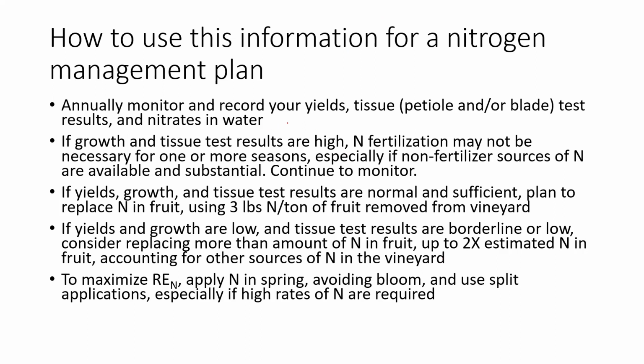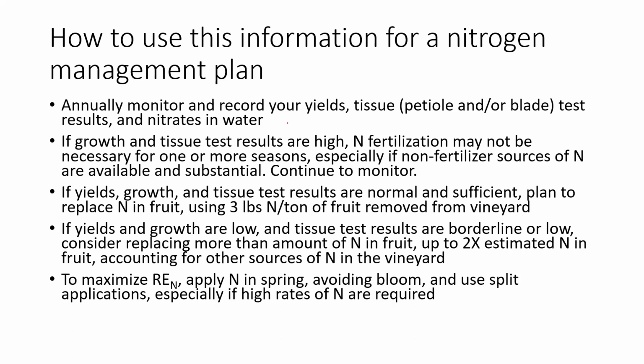So how can you use this information? I think you should annually monitor and record your yields, your tissue, either petiole or blade test results, and nitrates in the water. If growth and tissue test results are high, fertilization may not be necessary for 1 or more seasons, especially if non-fertilizer sources of N are available and substantial. So in that case, just monitor.